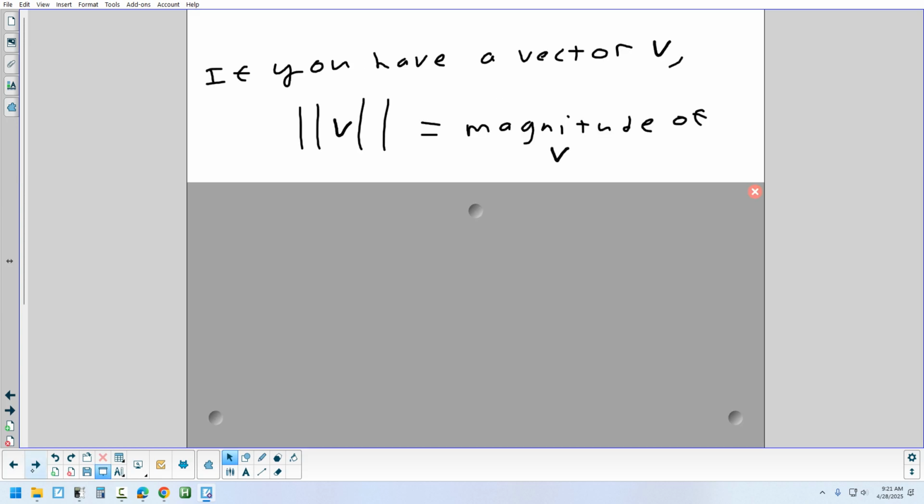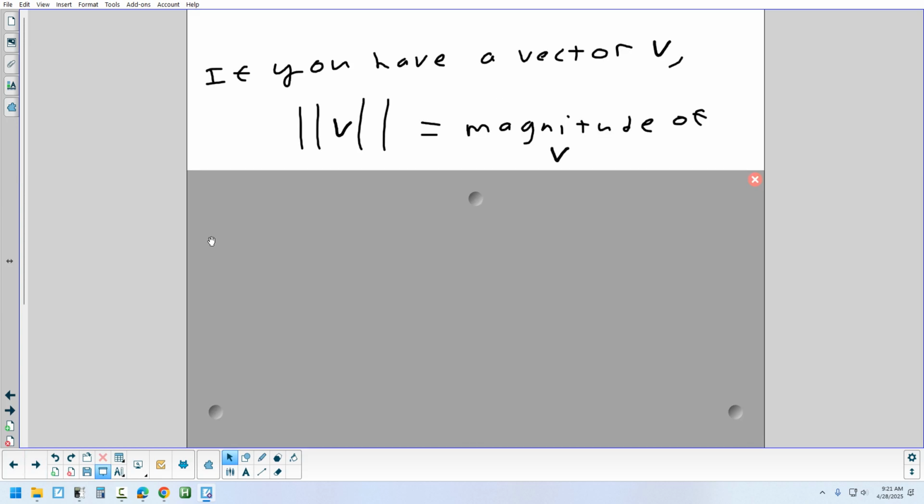All right. When we are starting to do things with vectors, if we want to do them a little bit faster, we need ways to do things without drawing as many pictures. Right now, the way we have to represent magnitude is to draw an arrow and make it longer or shorter. If you want to represent the magnitude of a vector, you put two vertical lines around it. This symbol means magnitude.